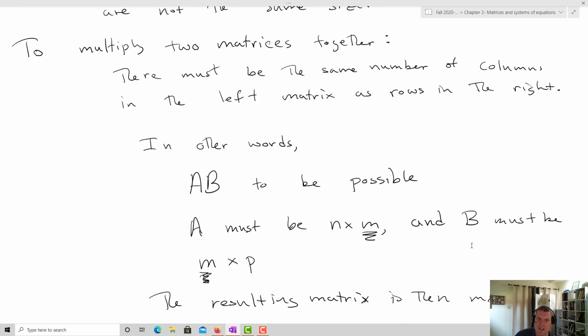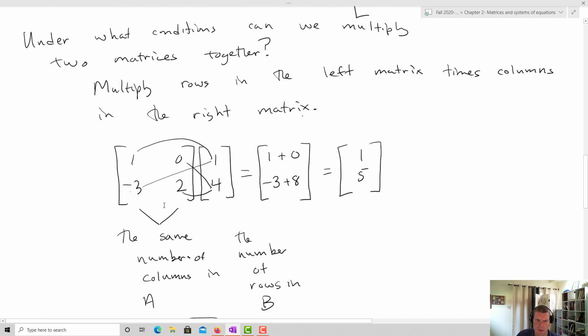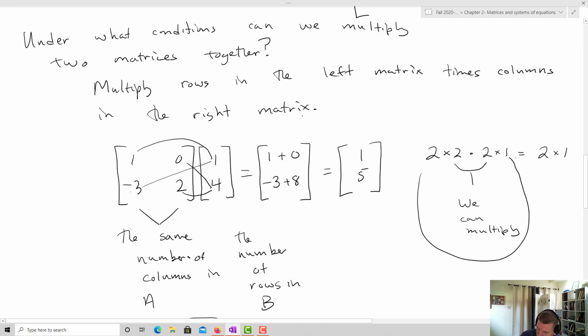So we could take a look up here. Let's go back to our previous examples. If you see here, we'll start with this first one. We took a 2 by 2 times a 2 by 1, and what we ended up with is a 2 by 1. So these two said we can multiply, and these two gave the dimensions of the resulting matrix.